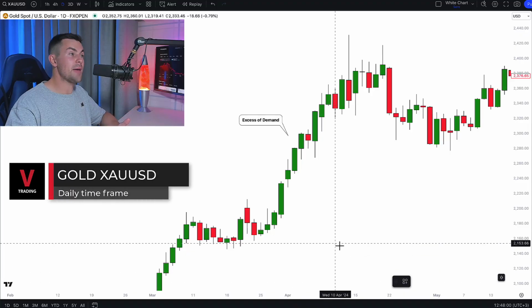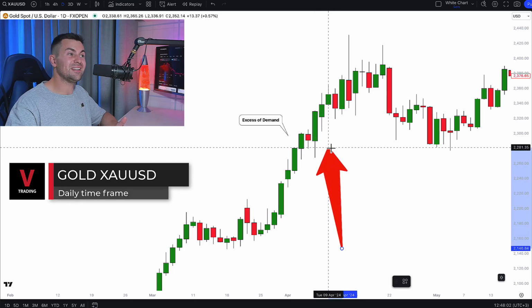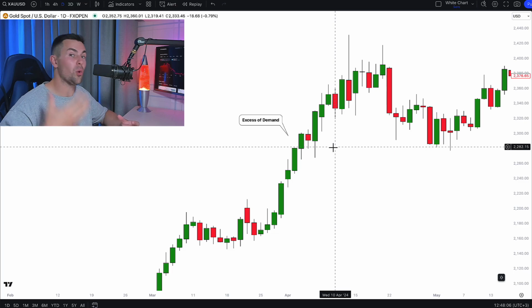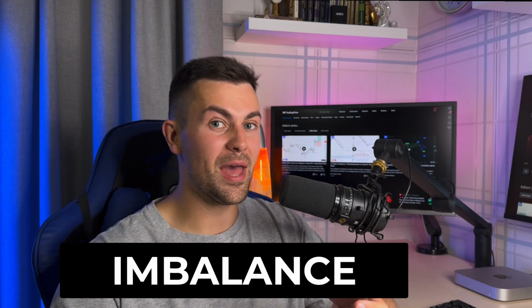When demand exceeds supply, we see an increase in gold price. For example, this rapid bullish movement on gold on a daily time frame occurred simply because of the significant excess of demand on the market. The excess of supply or demand on the market is also called the imbalance. The imbalance causes a strong bullish or bearish movement on the market.